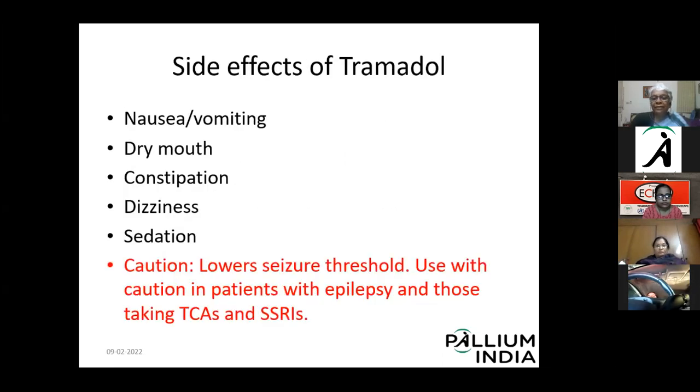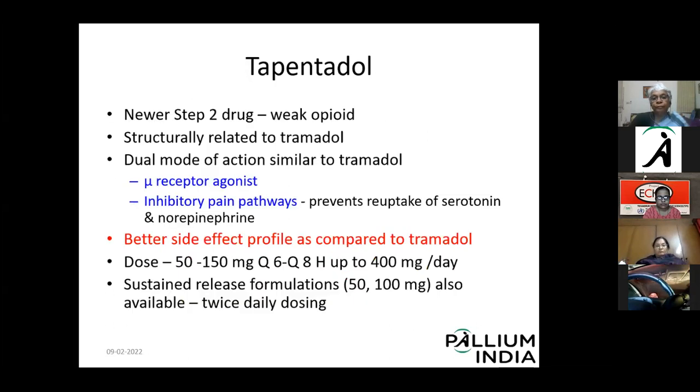But it has some side effects, and some patients get nausea, vomiting, dry mouth, constipation, dizziness, sedation. Also, in those who have a history of epilepsy, because it lowers the seizure threshold, you have to use it very cautiously. The other weak opioid is tapentadol. It is very similar to tramadol. It is a newer drug, and its mechanism of action is also similar. It acts at the mu receptor as well as on the descending inhibitory pain pathway. But its side effect profile could be better than tramadol. The dose is also very similar to tramadol.